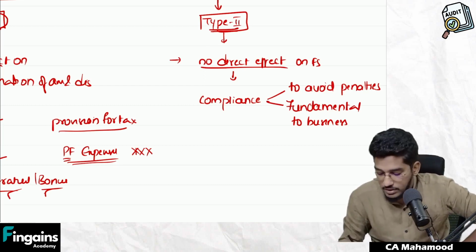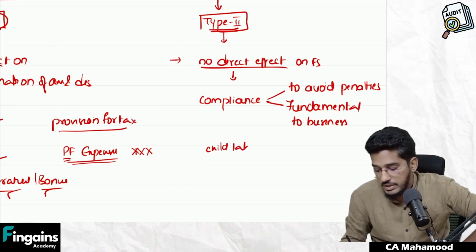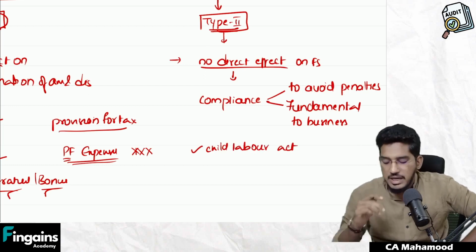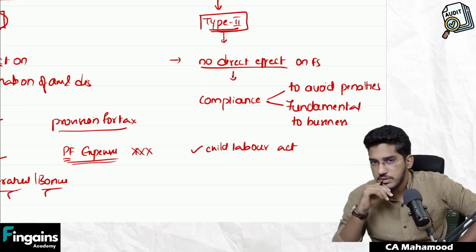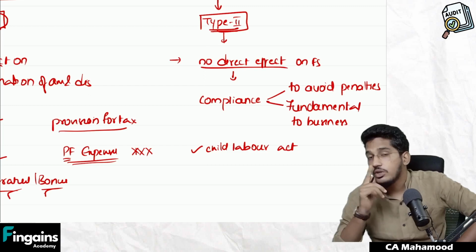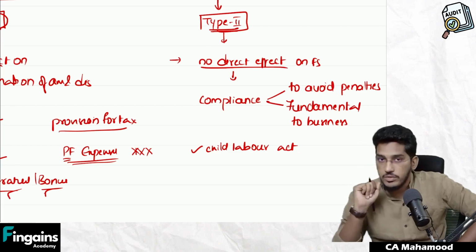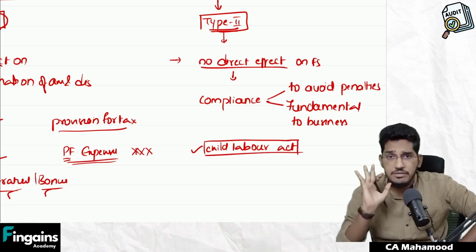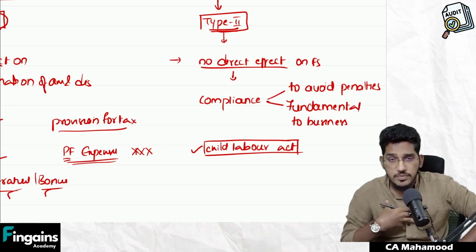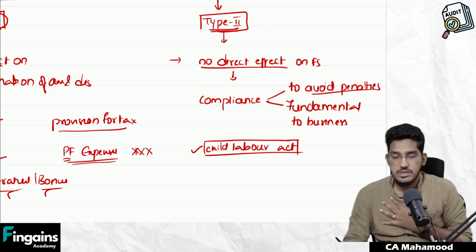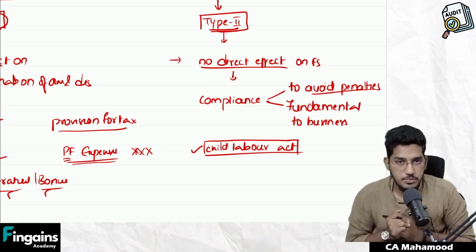Can you give me a few examples for these laws? Assume, for example, the Child Labor Act. The Child Labor Act is a law applicable for the client company. But the Child Labor Act will not have any direct impact on the financial statements. Will it have any direct impact on the financial statements? No. But if you don't comply with the Child Labor Act, what will happen? Either they will impose a huge penalty on you, or sometimes they will come and seal your factory also. So the Child Labor Act is an example of a law or regulation which does not have direct effect on my amounts and disclosures in the financial statements. But still I have to comply with it, either if I want to avoid my penalties or if I want to continue my business. Compliance with the Child Labor Act is very much important.